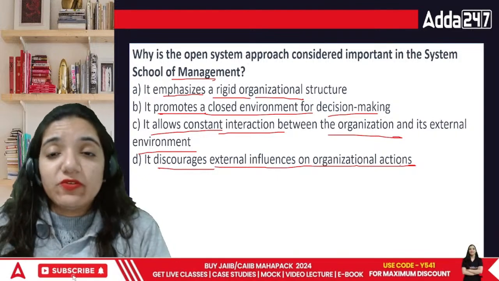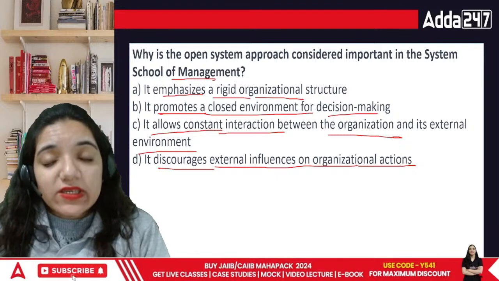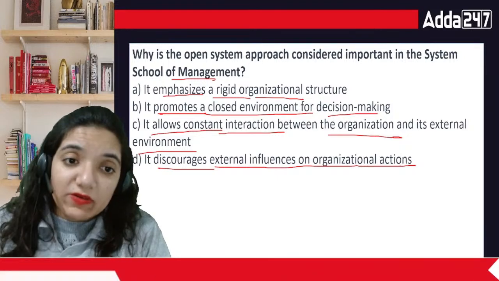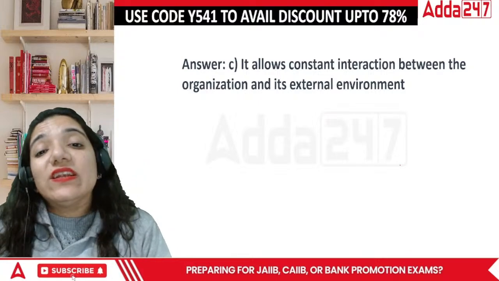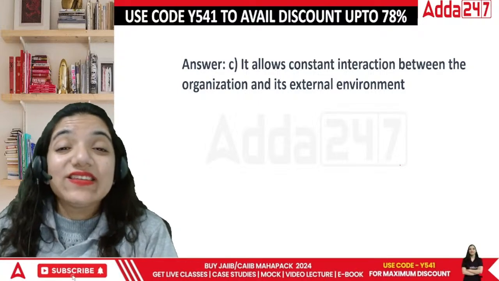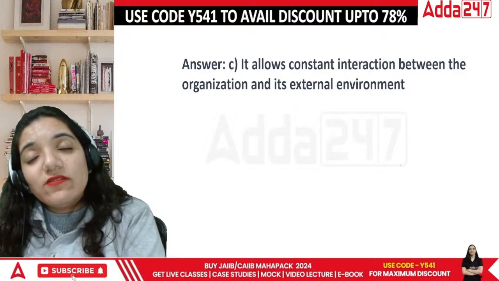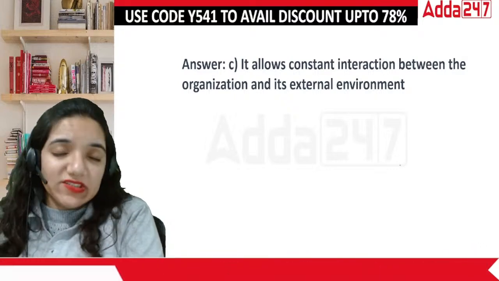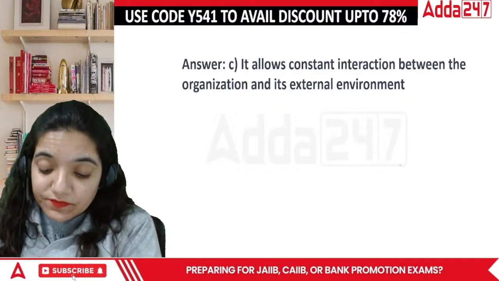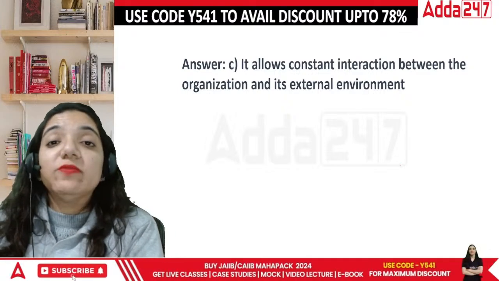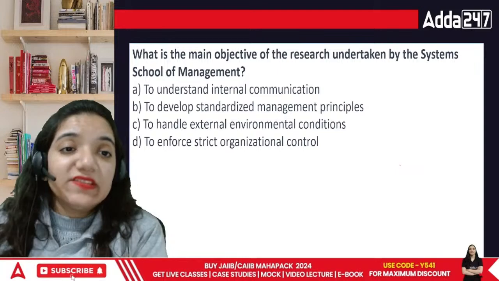which is wrong. If you have to look forward towards the working system, you have to be open about what is happening in the organization. So in this case, it allows the interaction between organization and its external environment. You look at the environment, you sometimes get opportunities, and you sometimes face threats. All those things will happen, but for that you really have to be open, na? That is the first point.